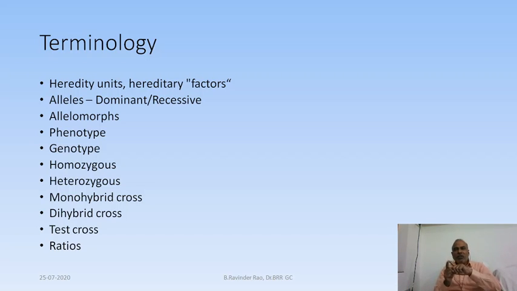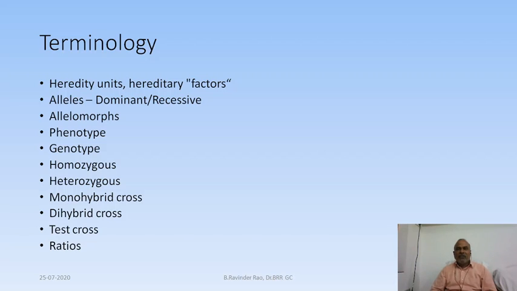Capital T small t will also express in the form of tallness, so that is its genotype. A tall plant has two possible genotypes, capital T capital T or capital T small t. A dwarf plant has only one genotype, small t small t. Genotype is the genetic constitution irrespective of its phenotype. Phenotype is the external appearance irrespective of its genotype.